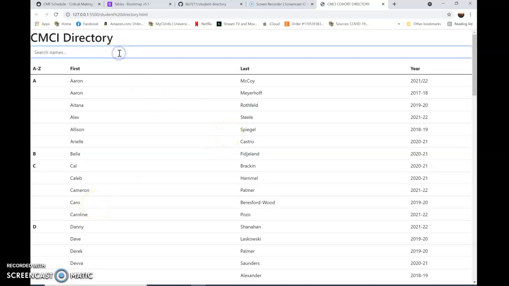Oh, I have this search bar, which I got from the example that she gave, but I can't get it to work. I know a lot of people in class were saying they couldn't either.